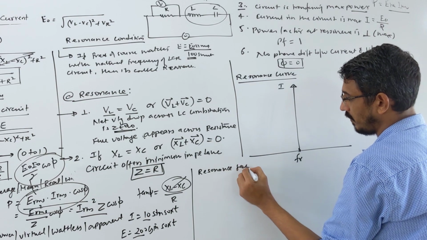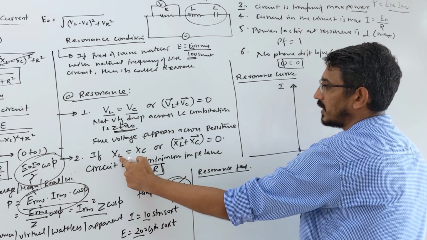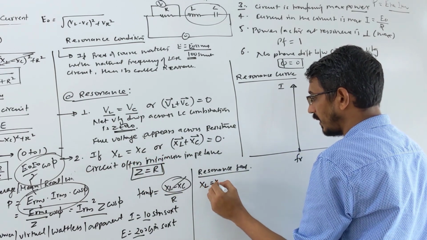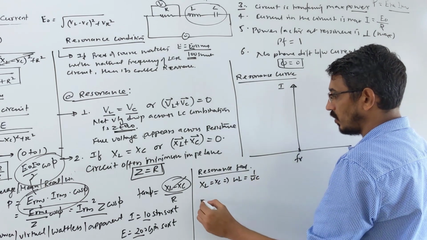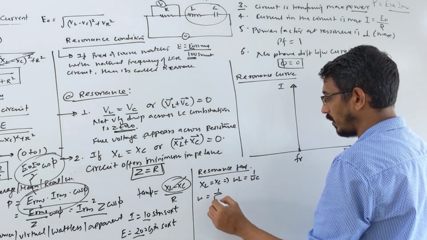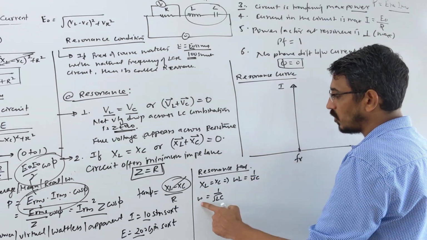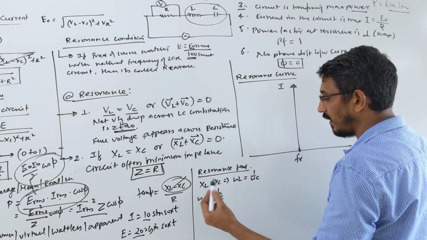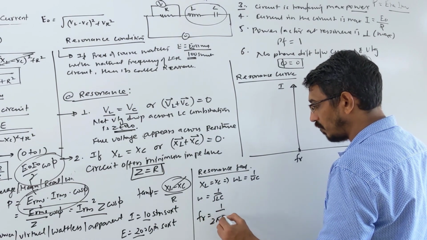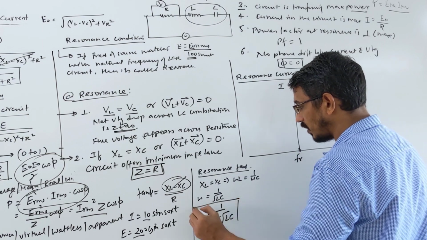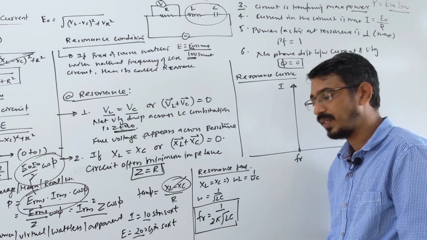Resonance frequency, what is that? We equate VL equal to VC, or XL equal to XC. Let's write XL is equal to XC. We know what XL is: omega L is equal to 1 by omega C. So you see that omega square becomes 1 by LC, so omega is 1 by root of LC. Omega is 2 pi f, so that f is your resonance frequency. Writing f R as the symbol, it is 1 by 2 pi root of LC. This is called your resonance frequency, 1 by 2 pi root LC.